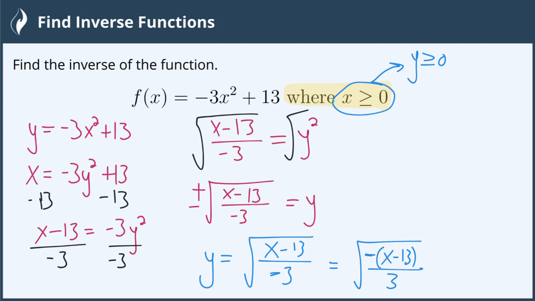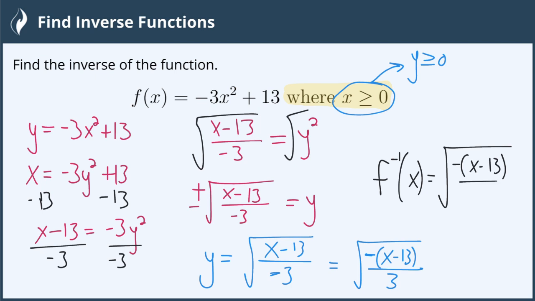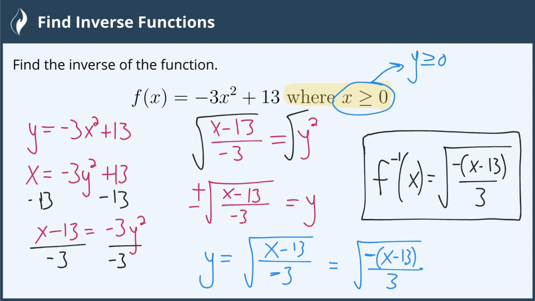Then our last thing to do is write this as an inverse function. So f inverse of x, we're just replacing the y with the f inverse. We have the square root of negative x minus 13 over 3. And that is the inverse function in this case.